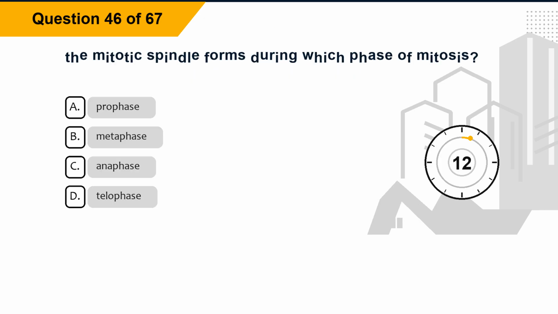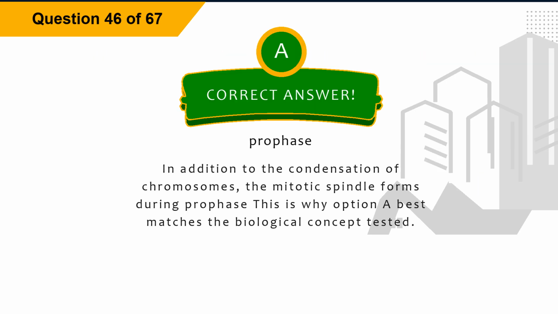Question 46. The mitotic spindle forms during which phase of mitosis? Option A, prophase. Option B, metaphase. Option C, anaphase. Option D, telophase. The correct answer is option A, prophase. Explanation. In addition to the condensation of chromosomes, the mitotic spindle forms during prophase. This is why option A best matches the biological concept tested.